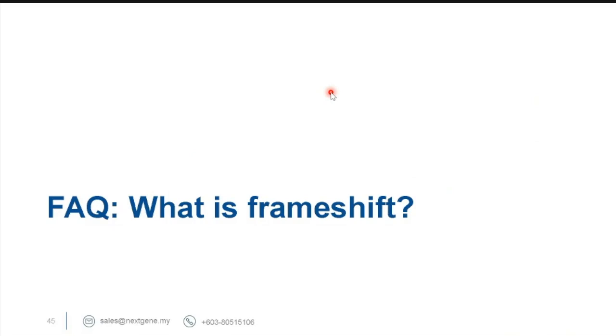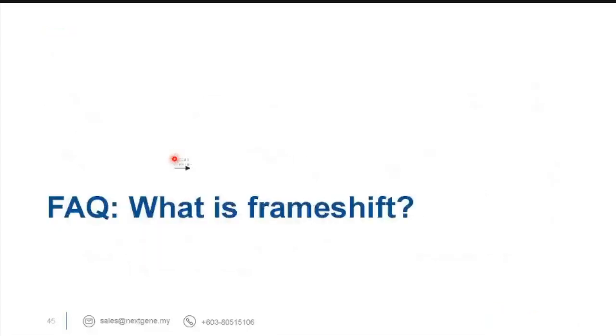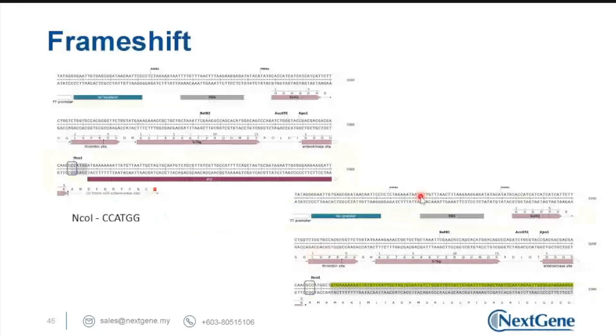When we are selecting the multiple cloning site, the restriction enzyme, a lot of times you might get a comment from, let's say, NextGene or GenScript, saying this might create a frame shift. So what exactly is a frame shift? I have here two sequences that are the same. I'm trying to clone a gene using the NcoI cloning site.